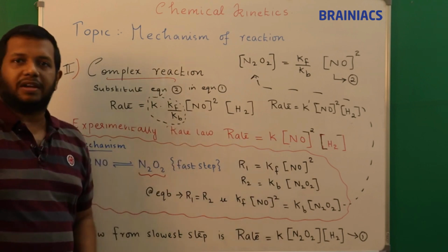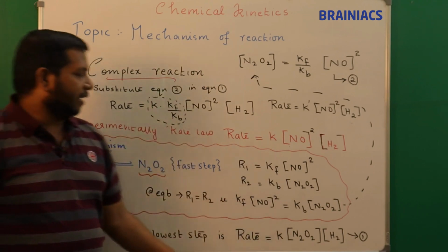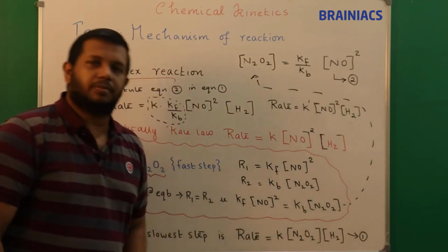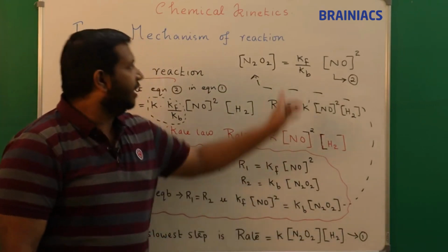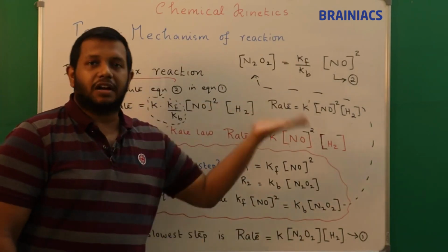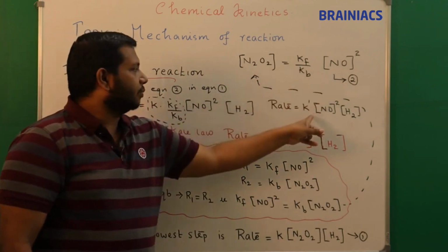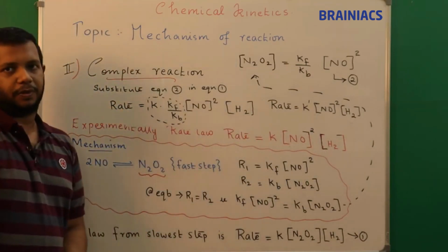So that is the advantage. Please remember, whenever you are writing a multi-step reaction, suppose in the slowest step an intermediate comes, what you need to do? You represent this intermediate in terms of the starting reactant species, so that you can substitute and it will match with the experimentally observed rate expression.